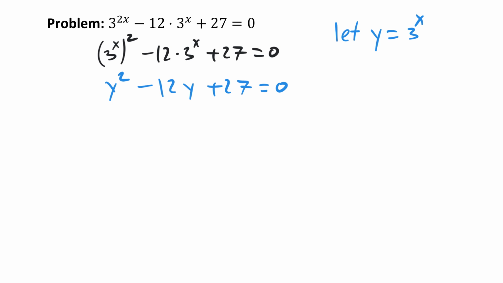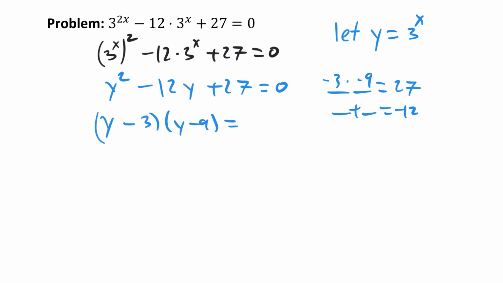Now from here, we just need two numbers that will multiply to give 27 and add to give negative 12. I'm thinking negative 3 and negative 9 look pretty good. So (y minus 3)(y minus 9) equals 0. So y equals 3, y equals 9. But remember, y was equal to 3 to the x, and we're trying to solve for x. So substitute back, 3 to the x equals 3, and 3 to the x equals 9.